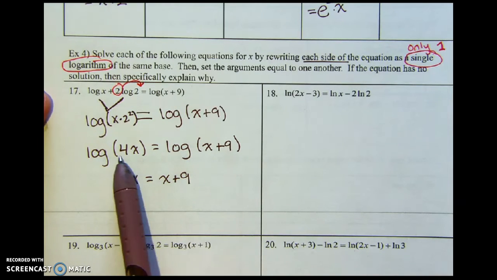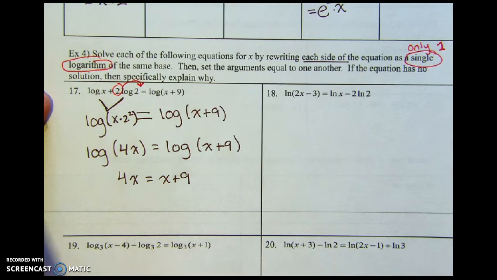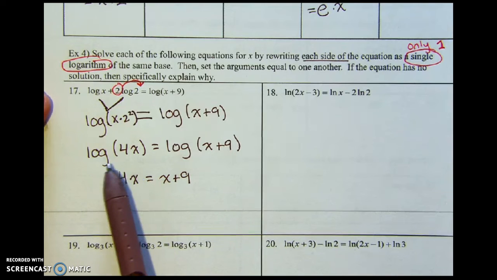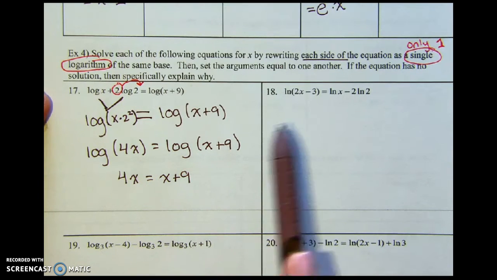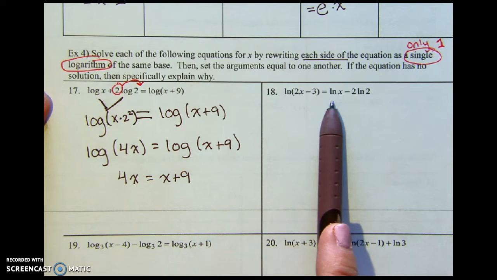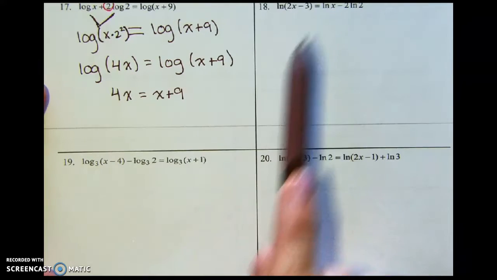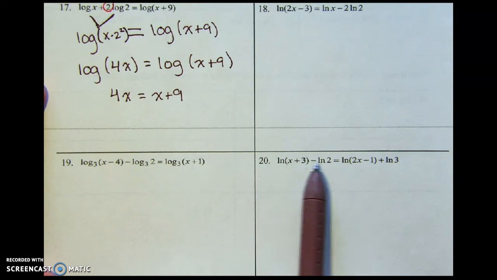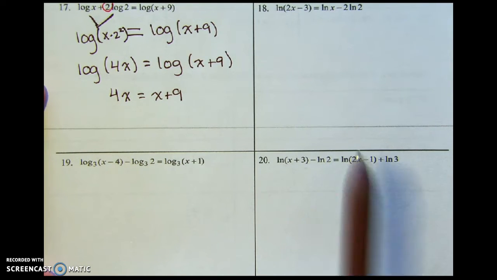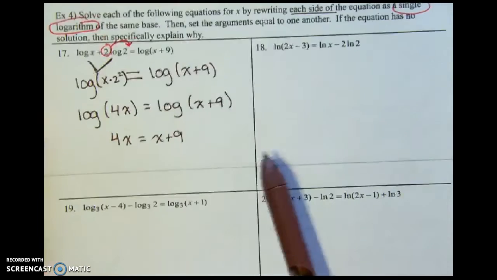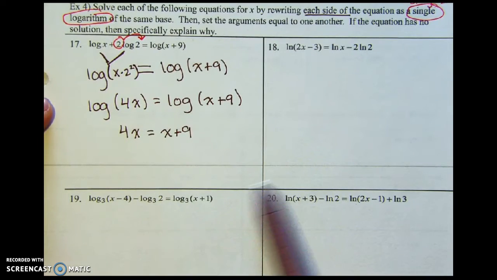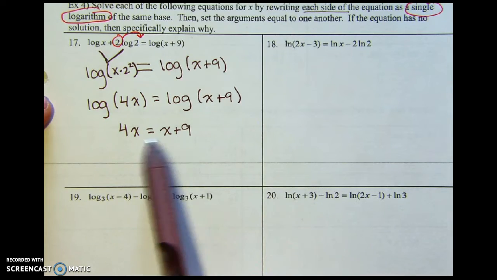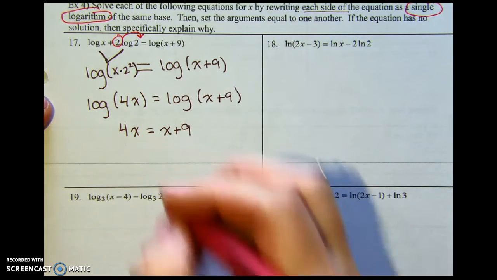Would they be equivalent if they were different bases? No, so they have to be the same base. Let's fast forward and see if we have the same base. So log is base 10, base 10. What about this one? Base e, base e. What's this base? 3, 3, 3, 3. And this base e, because it's a natural log. Kind of neat. So we're only allowed to do this if they have all the same base. Same base, log equals log, and do we know how to solve this for x? Yep.